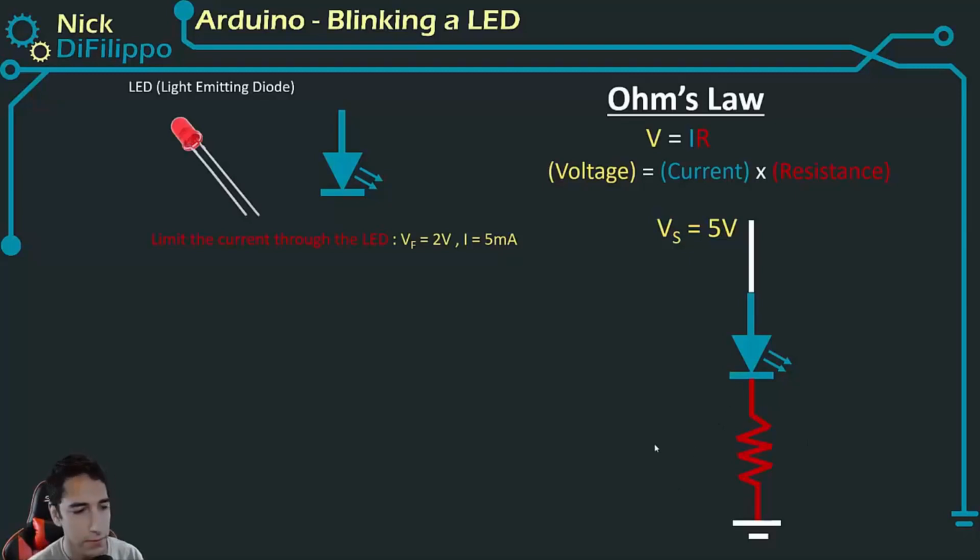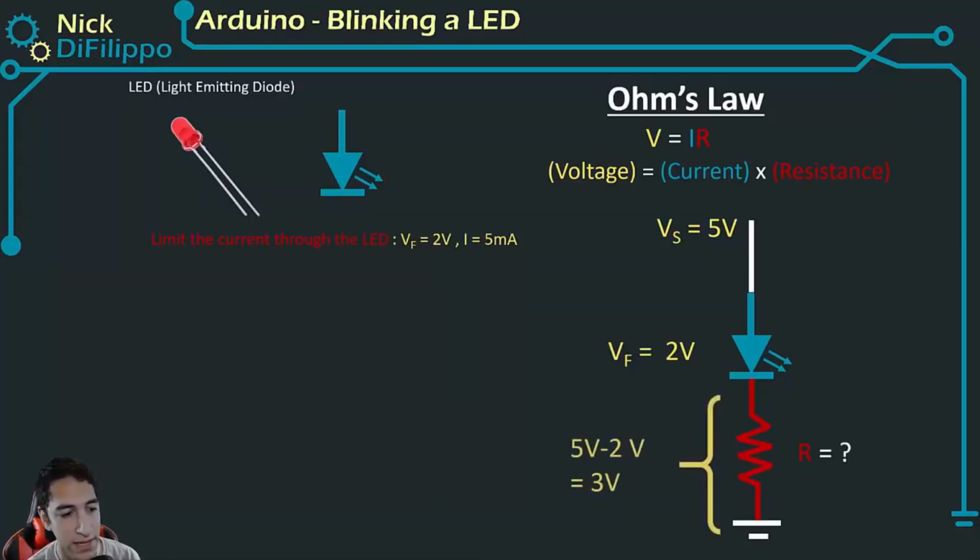With what I know, let me put in what I know. I know my forward voltage over this LED is 2 volts. I don't know what my resistor is, and that tells me I know the voltage that this resistor is going to see. If I have 5 volts up here and 0 volts at ground, and I have 2 volts over this LED, that means the voltage of the resistor plus the voltage of the LED needs to equal the voltage of my source.